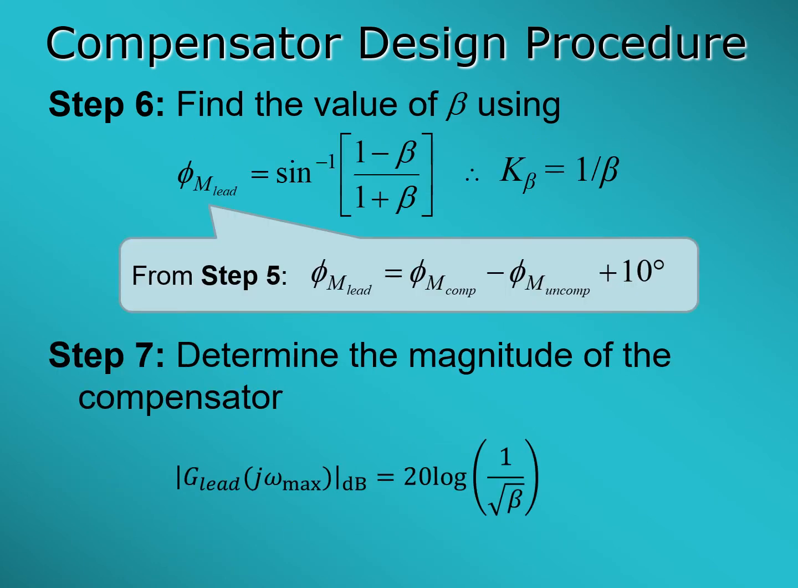Step number 6, find the value of beta using this formula. Basically, from step number 5 you already found the phi m lead, so you already know what the phi m lead is. Then from there you can calculate beta. Then from beta you can find K beta, which is the gain of the phase lead compensator.